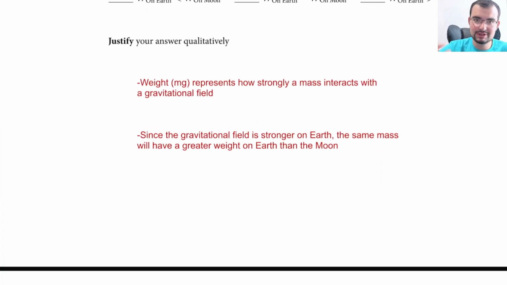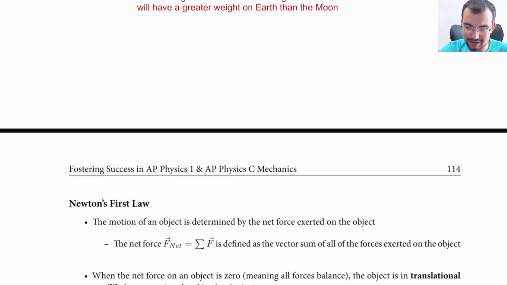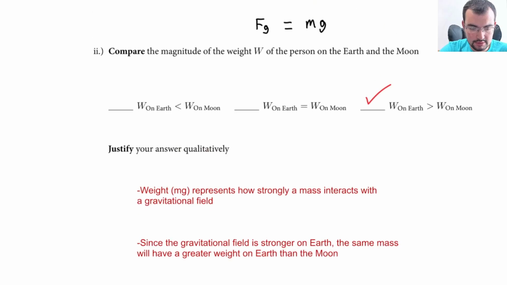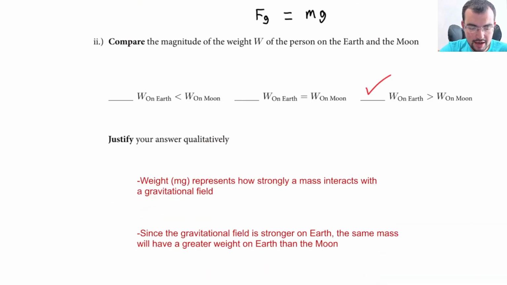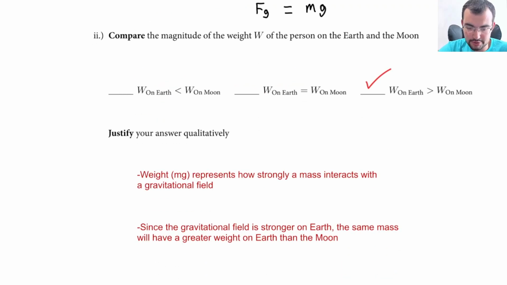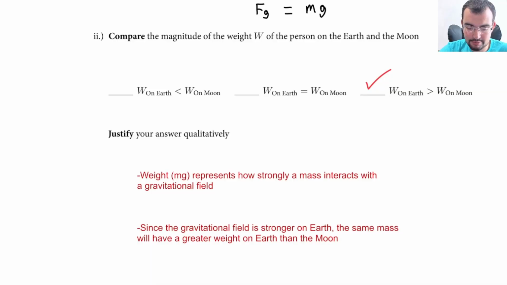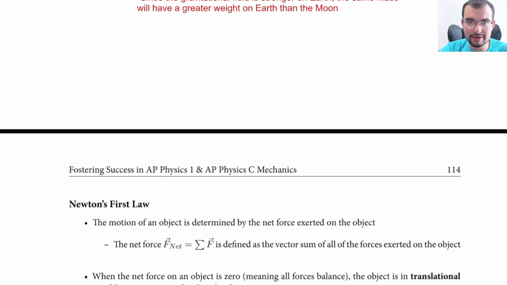So weight represents how strongly a mass is interacting with a gravitational field. So since the gravitational field is stronger on Earth, the same mass will have a greater weight on Earth. Did I not ask you to calculate this? Their weight is 100 newtons. You just divide by 6. That's 6 times weaker. Interesting. I could have sworn I had that.